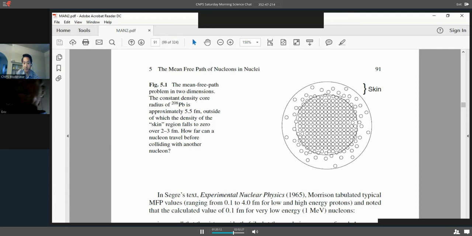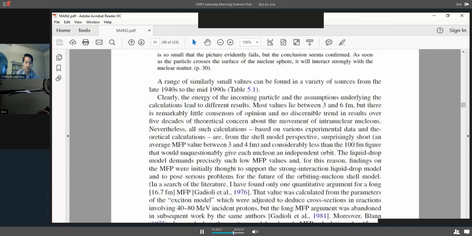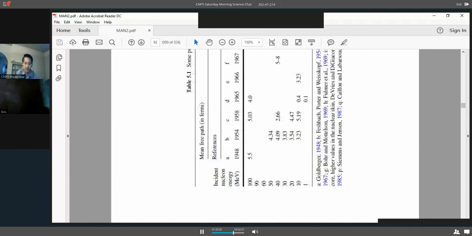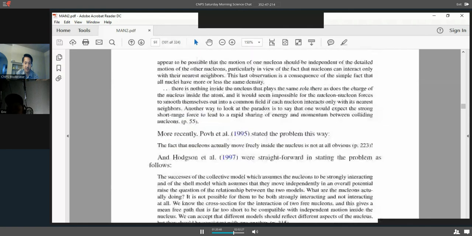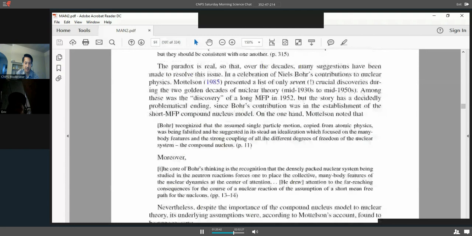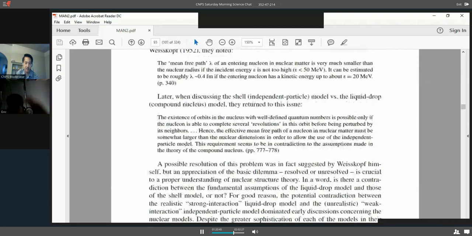All right, so now the next section is about problems in nuclear models. One of these problems is the mean free path of nucleons in a nucleus. I'm not exactly sure what that problem is here. It's something about they can't figure out how far it takes for one nucleon to bump into another one. So I'm not quite sure why that is such a big problem. But apparently it is. So here's a bunch of quotes saying why it's a problem.